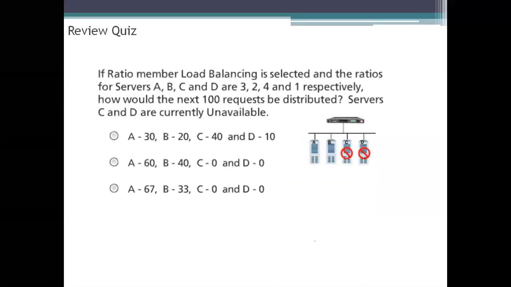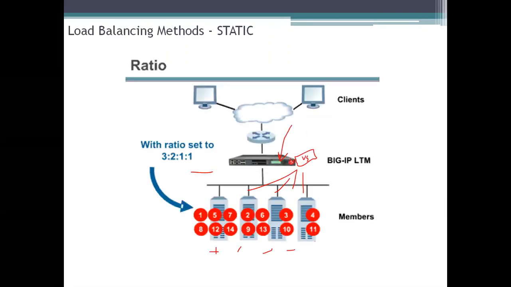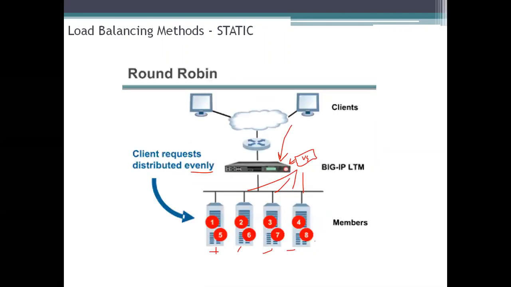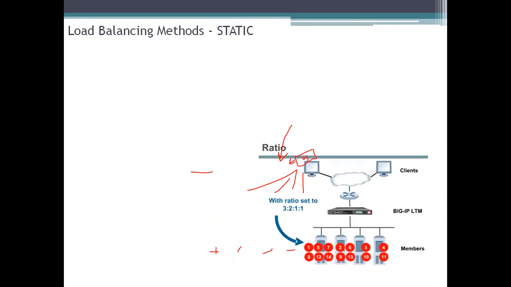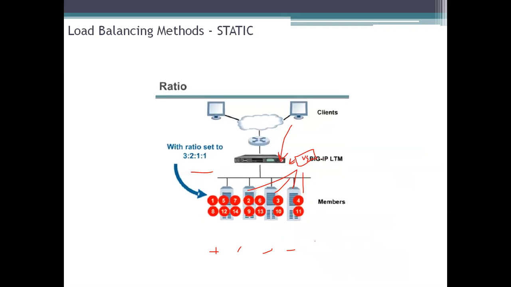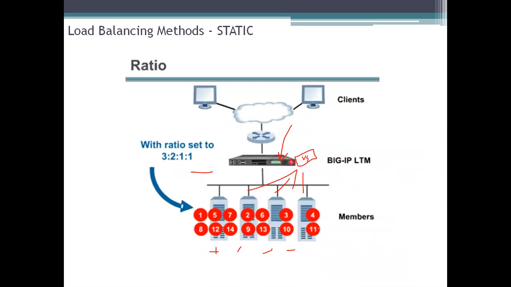So the question here is, okay, not here, one second, ratio. Yeah, we have to see the ratio as well. Round robin and then ratio. Okay, now see here, ratio. So you have 4 servers. Okay, 4 servers. You have been given ratio 3:2:1:1.